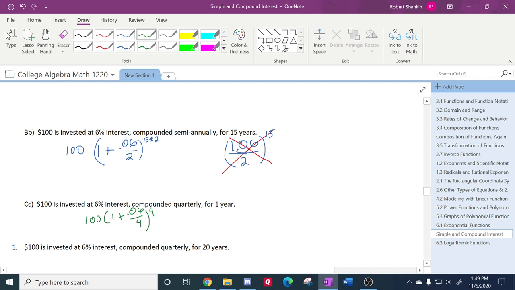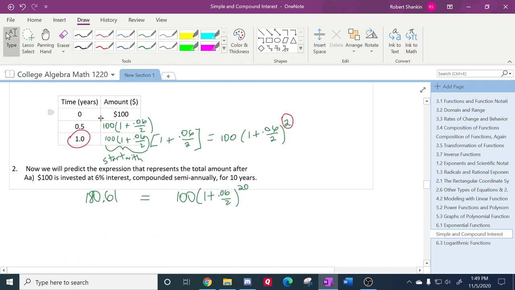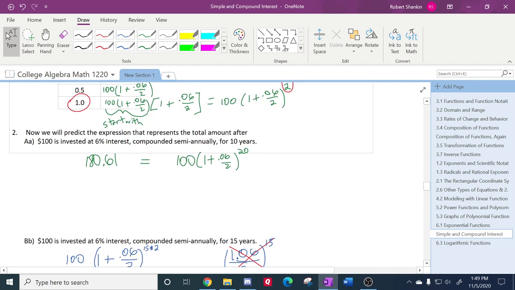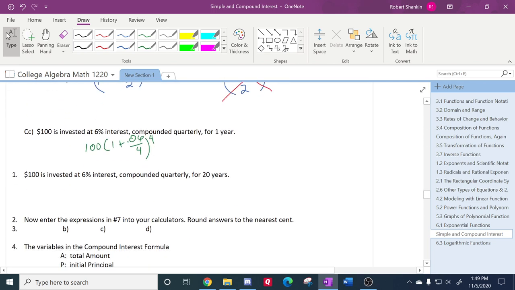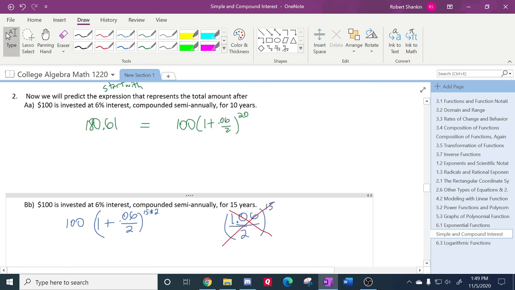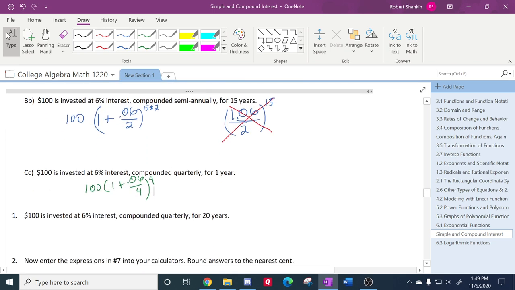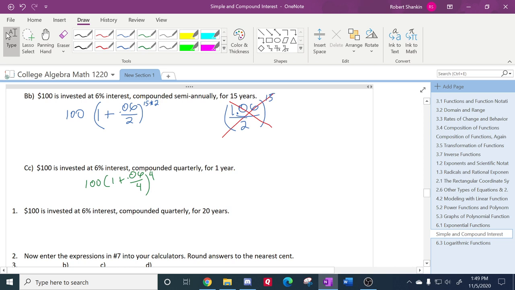So, $100 invested at 6% interest, compounded quarterly. What would be different about this table would be we'd have it at the 1/4 mark, and then you'd get 1/4 of this interest, 0.06 divided by 4. And that would happen 4 times. That's why it gets raised to the 4th power over here. Alright, so those are concentrating on the expressions that we get in each case. Any questions at this point?